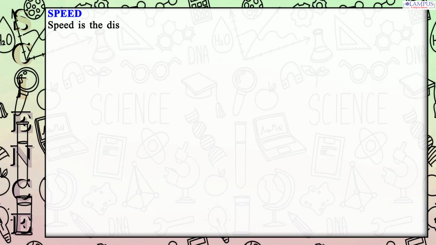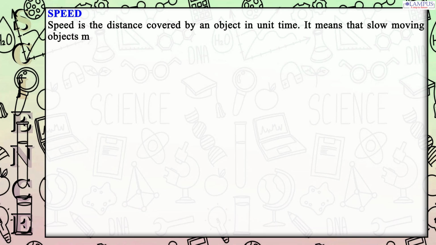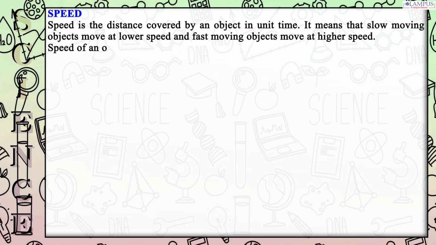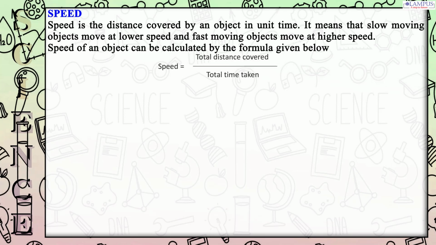Speed. Speed is the distance covered by an object in unit time. It means that slow-moving objects move at lower speed and fast-moving objects move at higher speed. Speed of an object can be calculated by the formula given below. Speed equals total distance covered divided by total time taken.